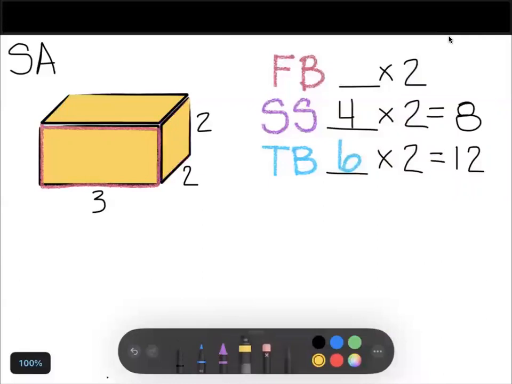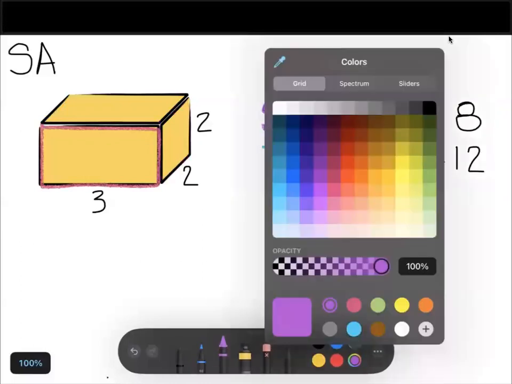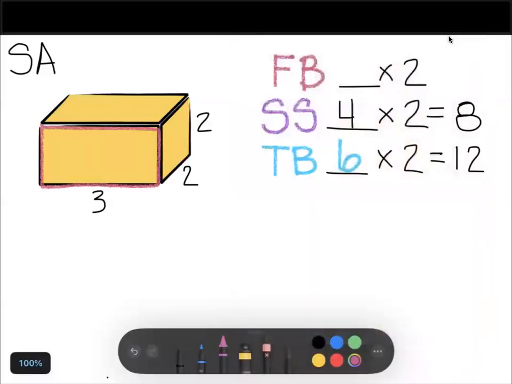Now my next one that I want to worry about is my front back. So the area of the front would be 3 times 2, which is also 6. 6 times 2 is 12. So now my last step would be adding these together. So 12 plus 8 is 20. 20 plus 12 is 32. So the surface area here should be 32 units squared.